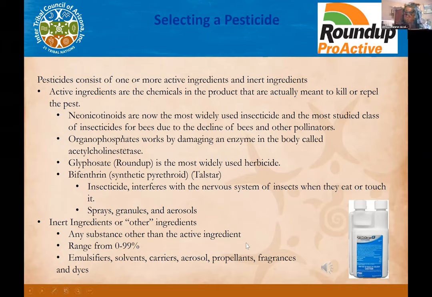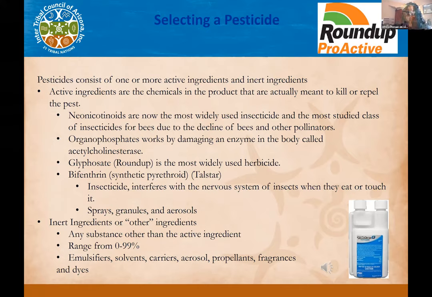Glyphosate, which is the active ingredient in Roundup, is the most widely used herbicide. Bifenthrin is a synthetic pyrethroid and is the active ingredient in Talstar. I've seen Talstar used for bed bugs. The insecticide interferes with the nervous system of insects when they eat or touch it. It comes in sprays, granules, and aerosols.